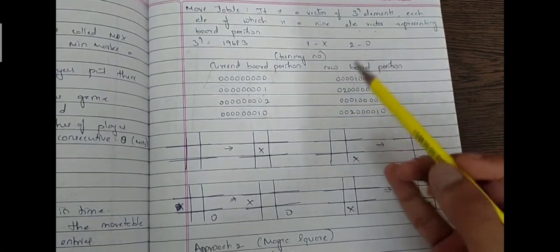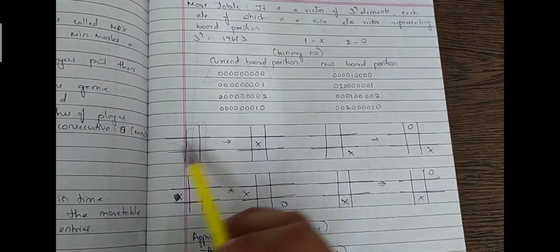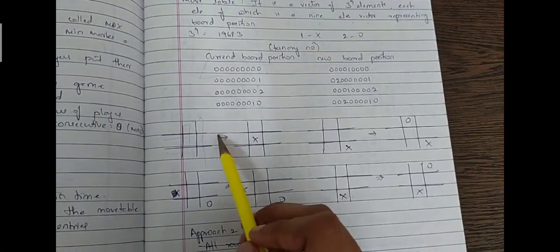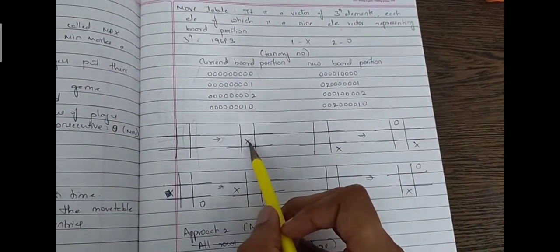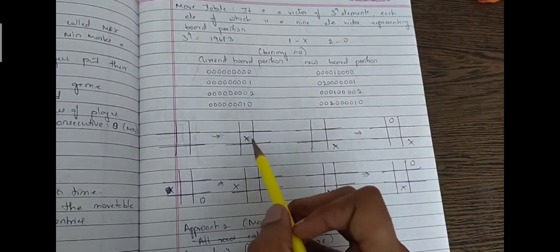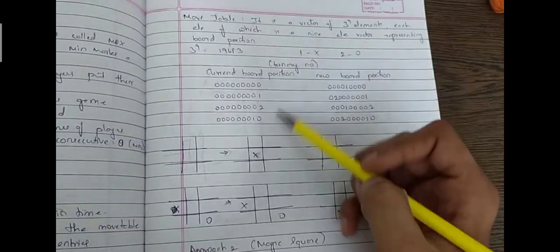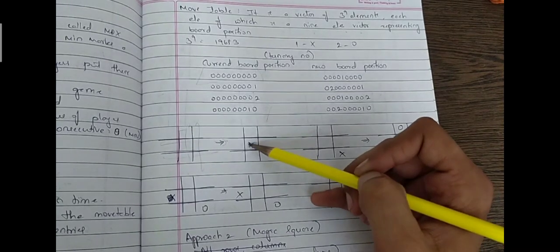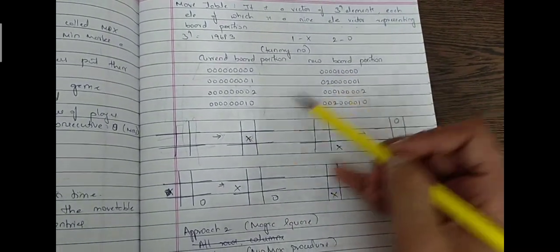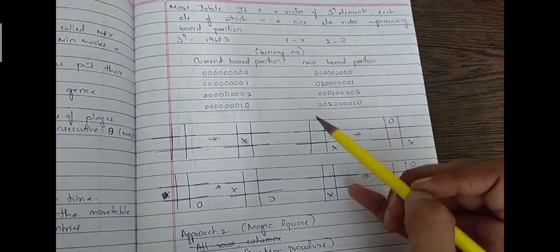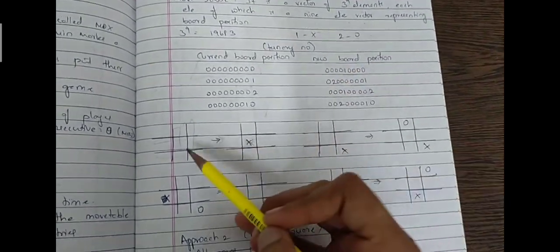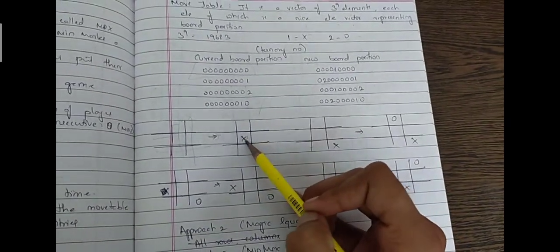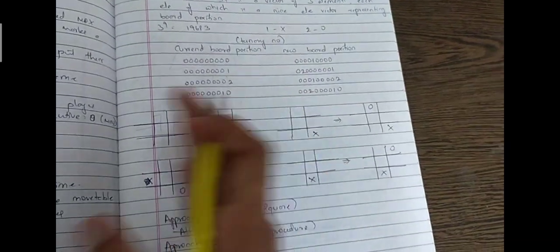And the new board is, these are the changes. Like this is a 3 into 3 matrix, and in the first approach we have changed it. The first player has played his chance and marked X here. So in the fifth position we have marked 1 here. X means 1, O means 0. Hence the first player has played his chance and marked X in the fifth position. And this is the first possibility.